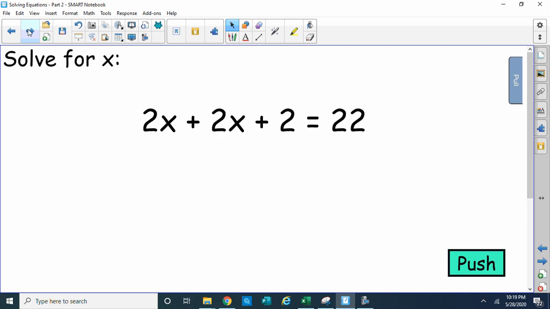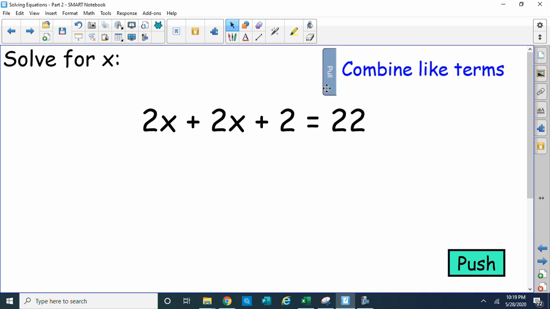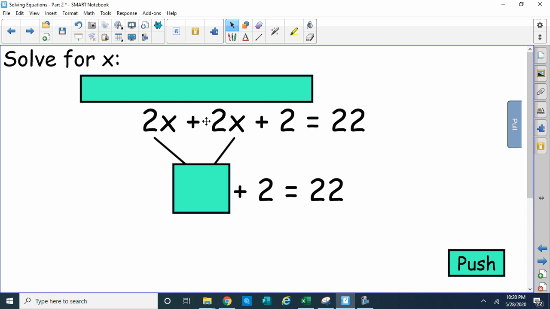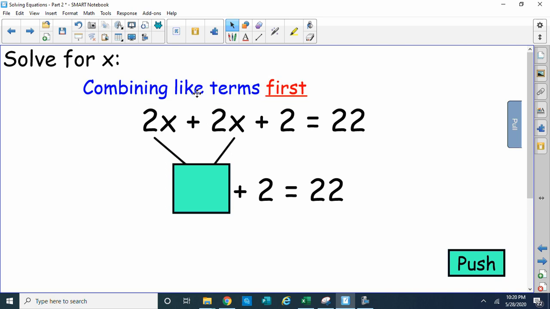All right, so last time I showed you this funny looking equation here. We had 2x plus 2x equals 22. So what I notice here is we have an x with the 2x and another x with the 2x. We usually have just one variable. So there's going to be some combining of like terms that we're going to have to do here in order to get one variable. So let's look at the 2x and the other 2x.